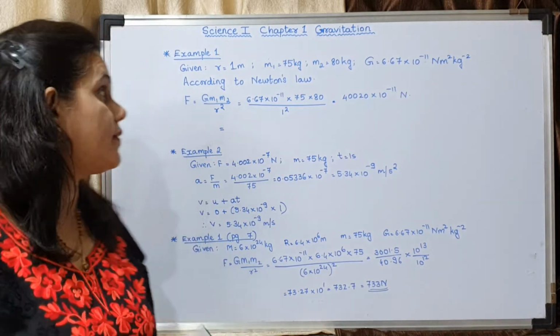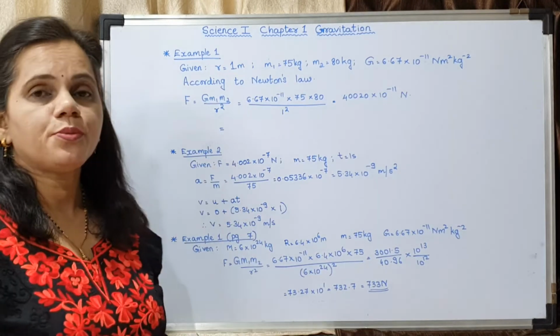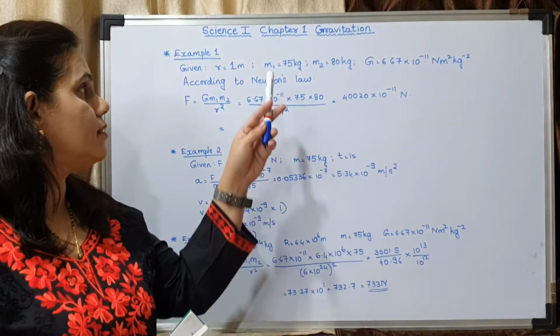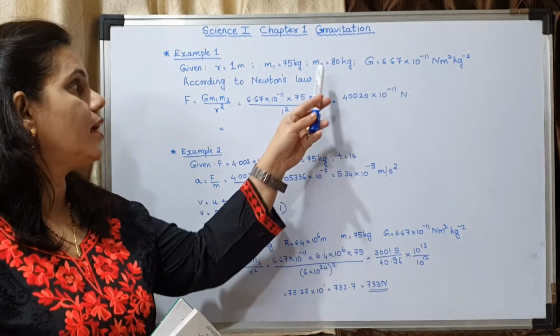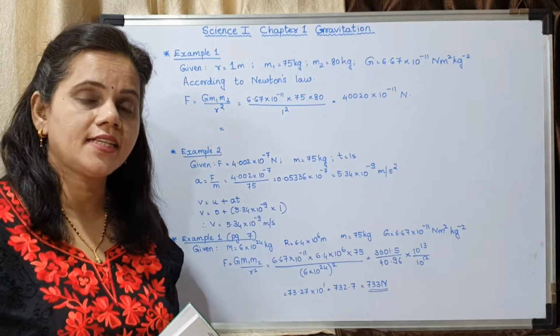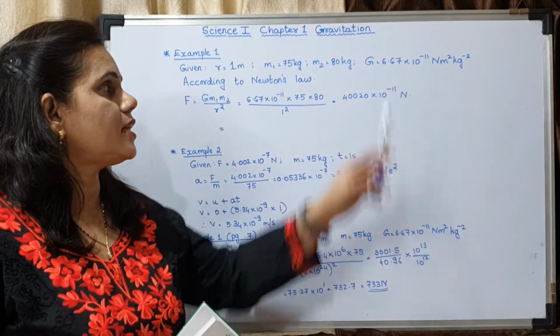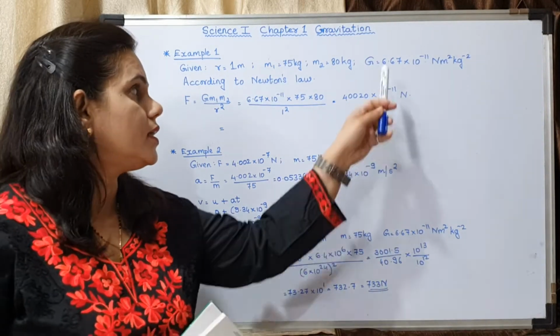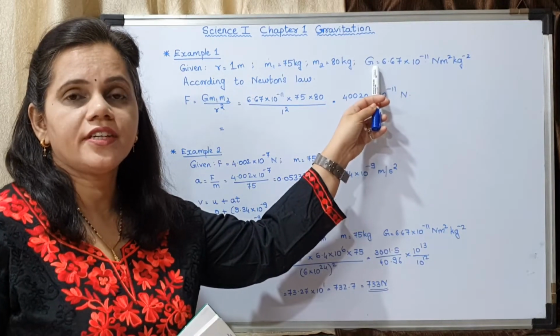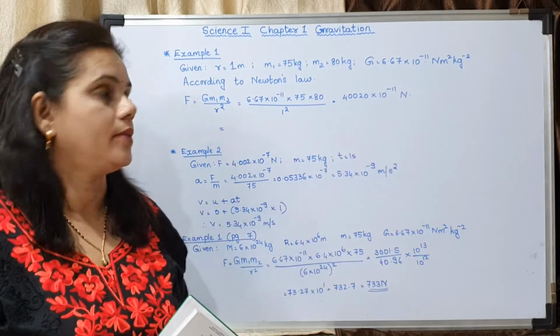So what has been given? R, the distance between them, is given as 1 meter. Mass of the first person is 75 kg. Mass of the second person is 80 kg. And G is equal to 6.67 into 10 raised to minus 11. We all know that; you have to learn this. If it is not given, you have to write it on your own.